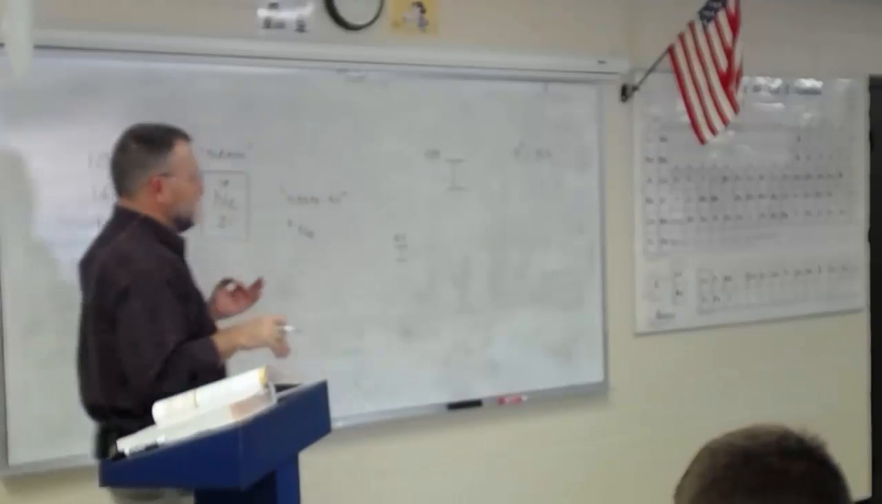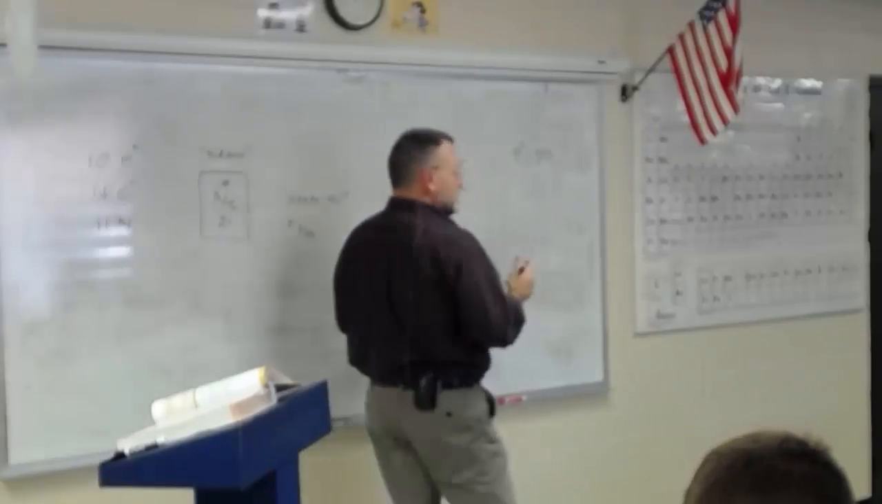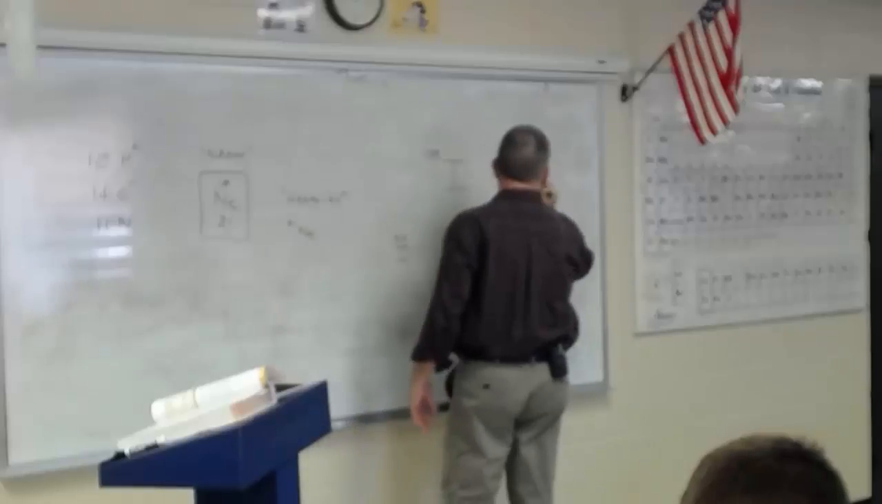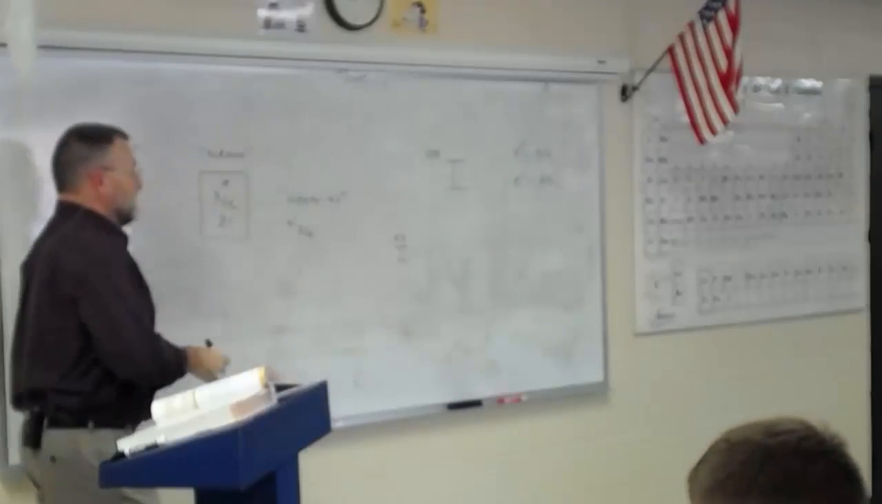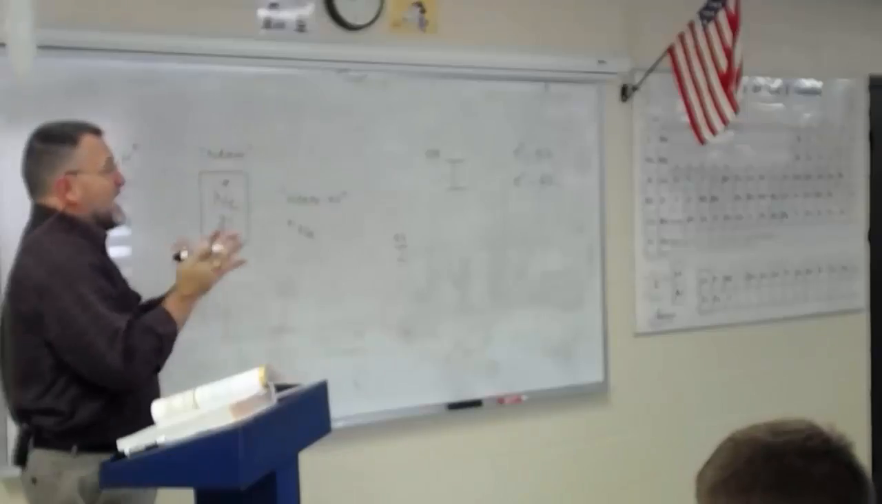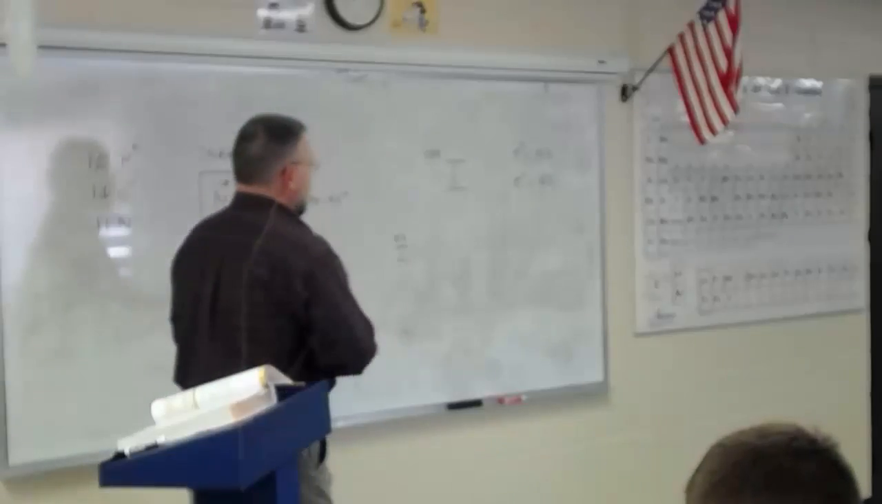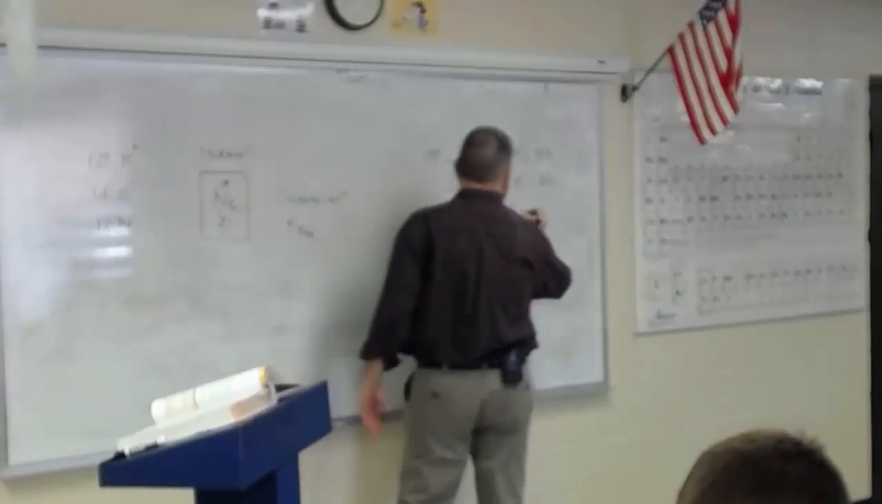If it's neutral, then we know also how many electrons it has, right? Because it has to have 53 for it to be neutral. If it doesn't have 53, it's still iodine. It's just not neutral. It's now an ion of iodine. And the last piece of information is the number of neutrons.